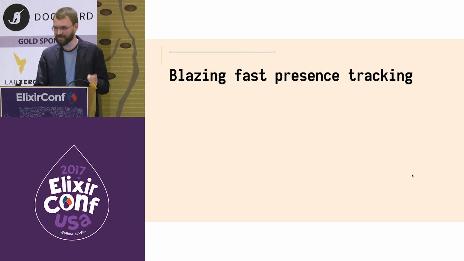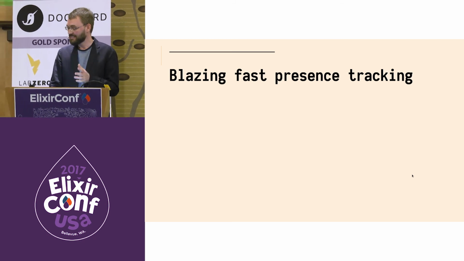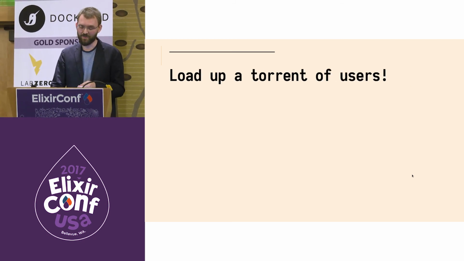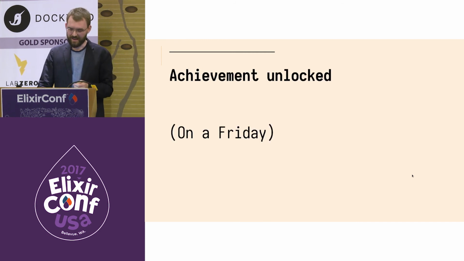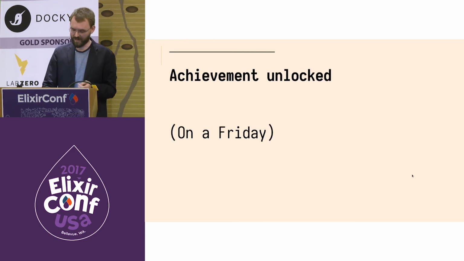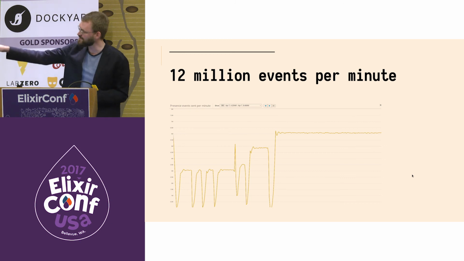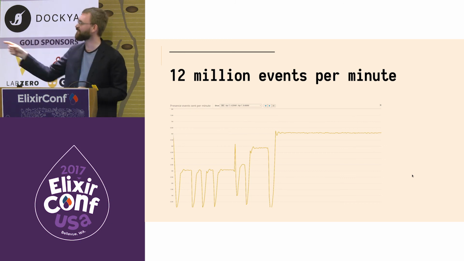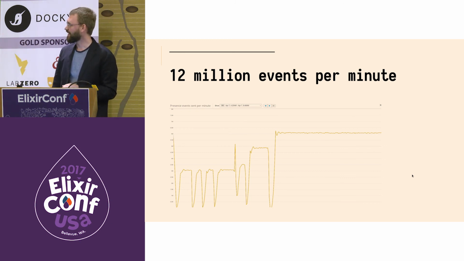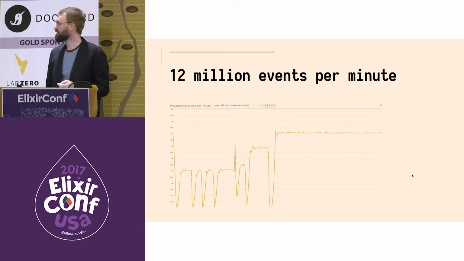And so having done all that, this was about 2 months of work. We loaded up a ton of users, 4,000 logins per second, and we managed to get what we aimed for. On a Friday at 6 p.m., we did 12 million events per minute. You can see the satisfying tweaking of the load here. And we got it working. So that was our thing.